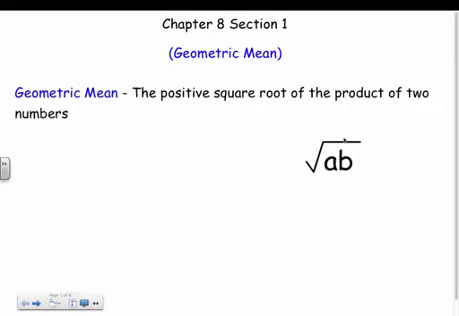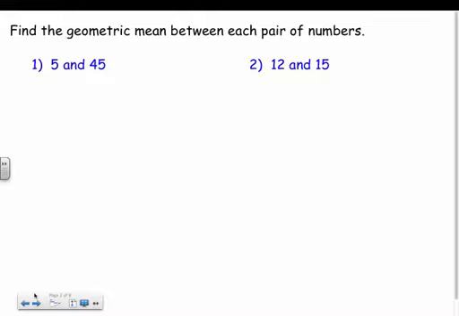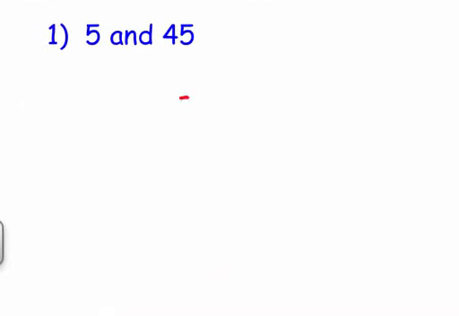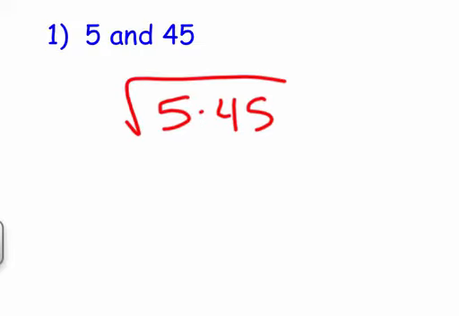So I got two numbers here, A and B. If I'm going to take the geometric mean of A and B, all I would do is multiply them and square root. Right? The product, multiply, and then we square root it. Pretty easy. That's all we got to do. So if I wanted to find the geometric mean, all I got to do is multiply the two numbers. So 5 times 45 and take the square root.